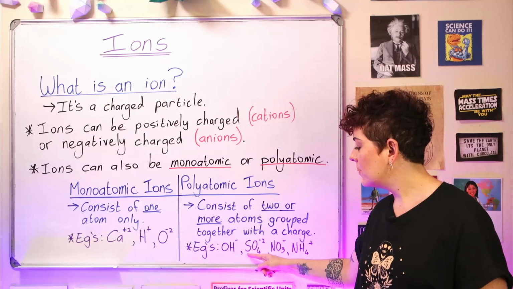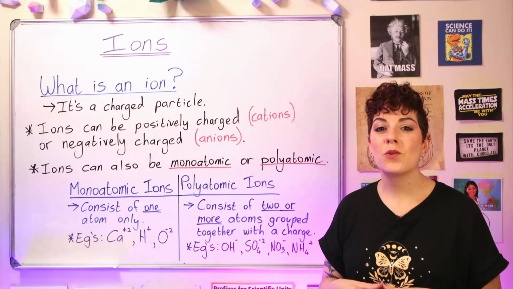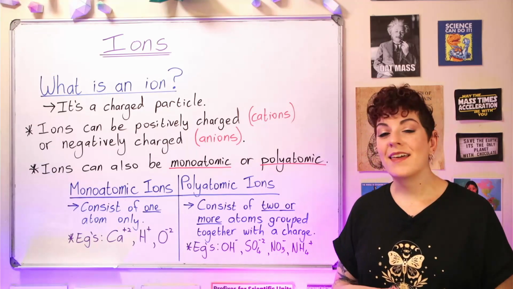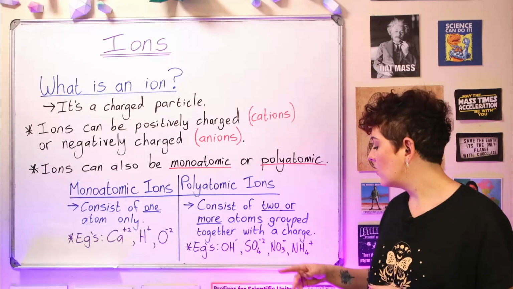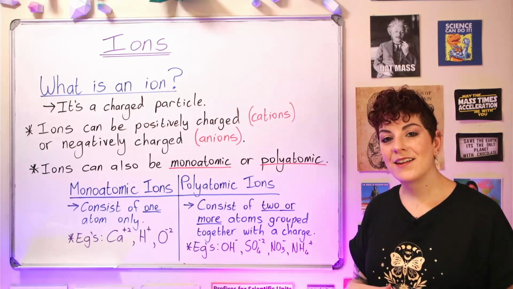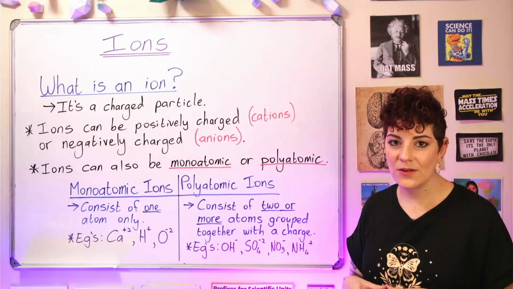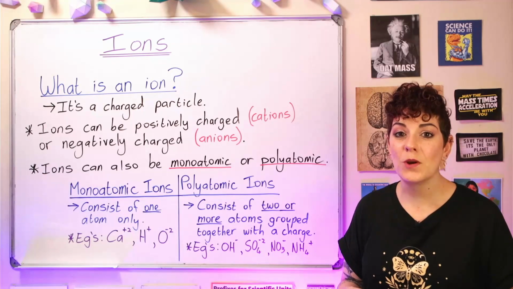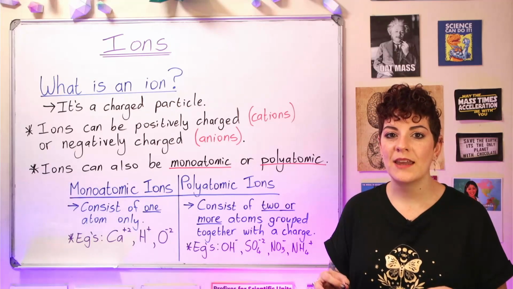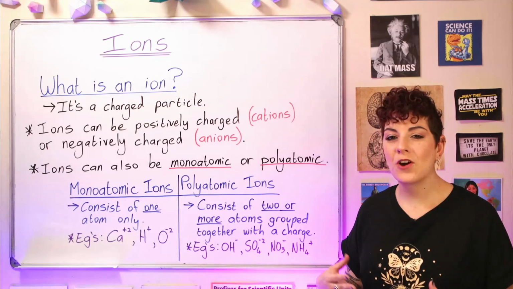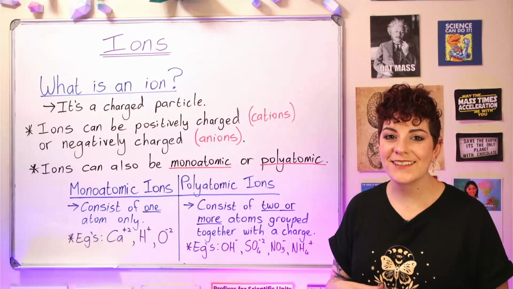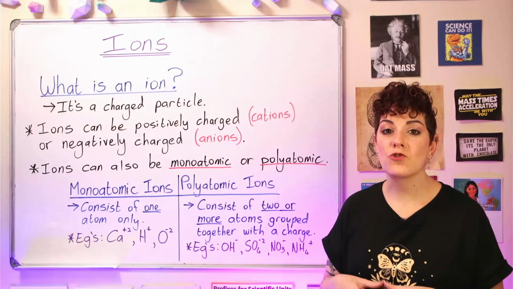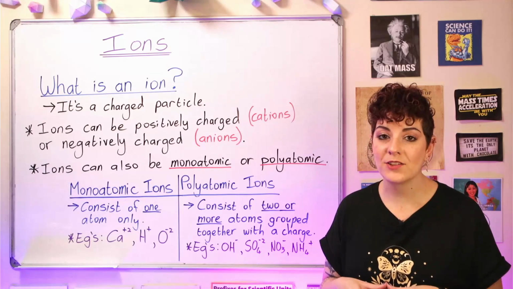Now, the next example, SO4-2, that is called the sulfate ion. The next example, NO3-, that is the nitrate ion. And the last example, NH4+, that is known as the ammonium ion. Now, we will talk more about polyatomic ions a bit later in the lesson when we use them to write chemical formulae, but this is just an intro to a few common polyatomic ions so that you can see that it is two or more atoms grouped together with an overall charge. Those are our polyatomic ions.